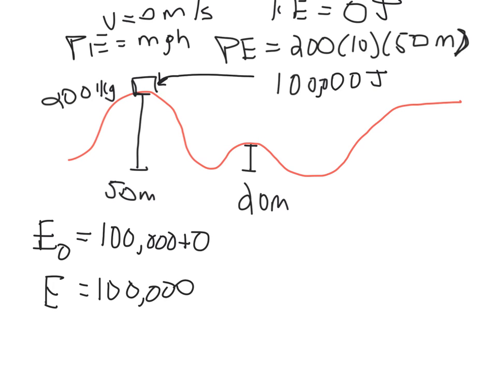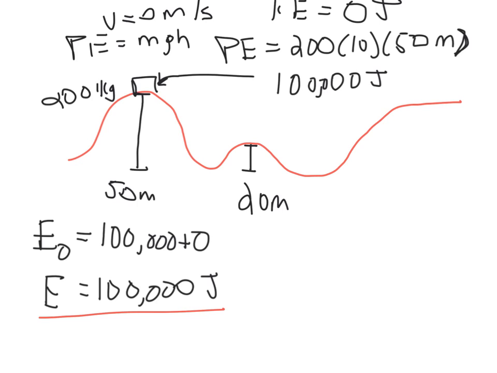And we're going to say that this track is completely frictionless. There's no friction on this track. And because of that, we keep that same energy at every single point on our roller coaster. And that's going to help us do a couple calculations down the line.